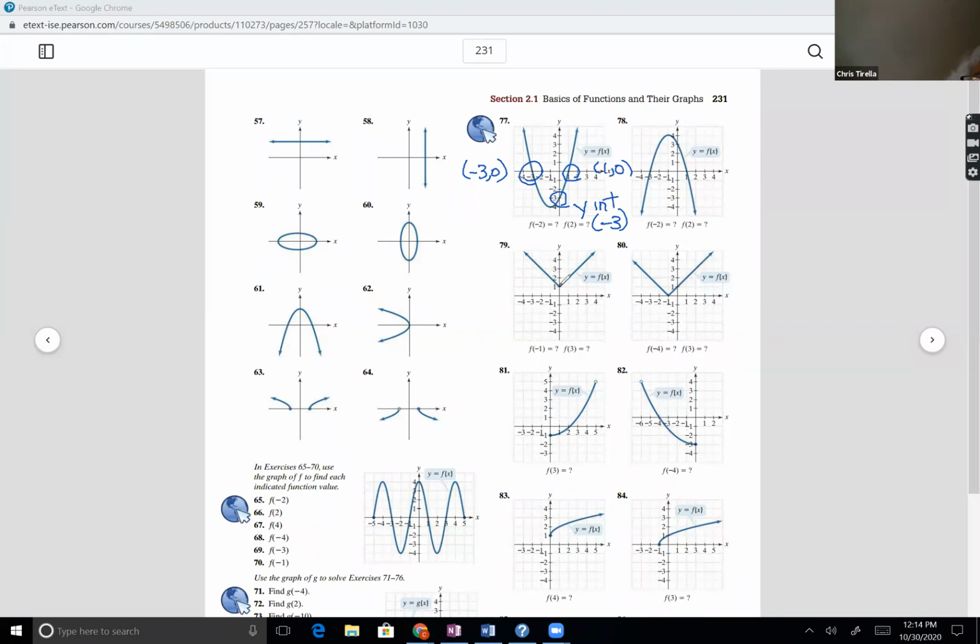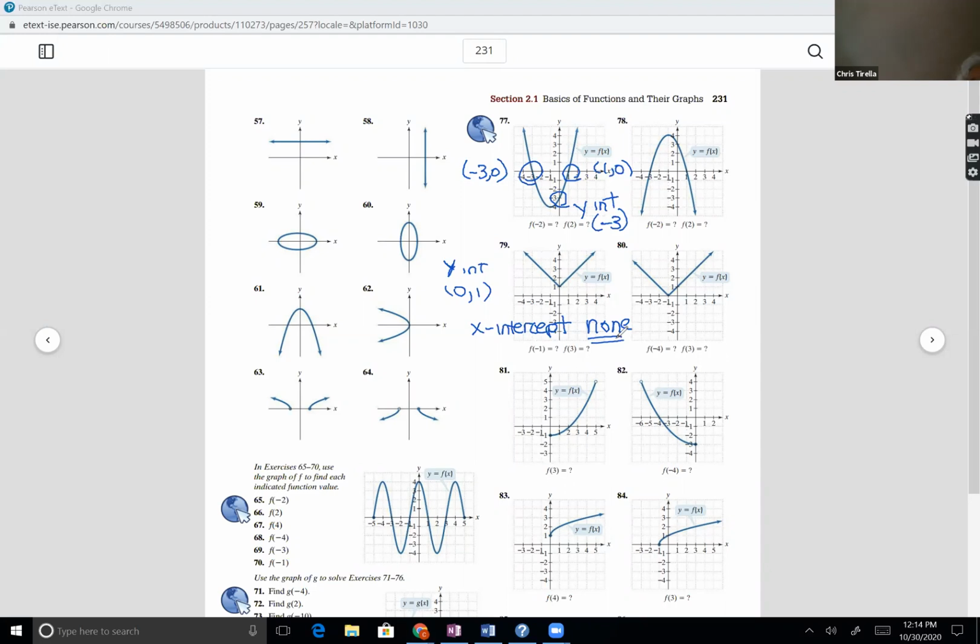Instead, if I look at this graph, the y-intercept, where I cross the y-axis, would be the point 0, 1. And this one, if I ask for the x-intercept, does this graph cross my x-axis at all? No, so we'll say that there's none.